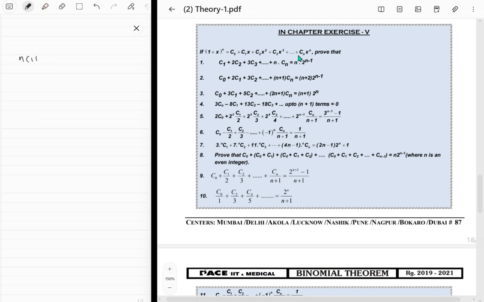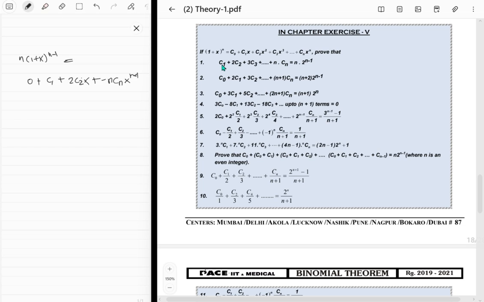This gives n times (1 + x)^(n-1). That's the differentiation of the left hand side. That's equal to, so C0 becomes 0. Then C1 times x becomes C1. And then C2 x^2 becomes 2C2 x. And you can see the pattern. So in the end, you'll get Cn x^n, which will become nCn x^(n-1). It should be x over here, sorry. So 2C2x, and so on till you eventually get n minus 1 right there.